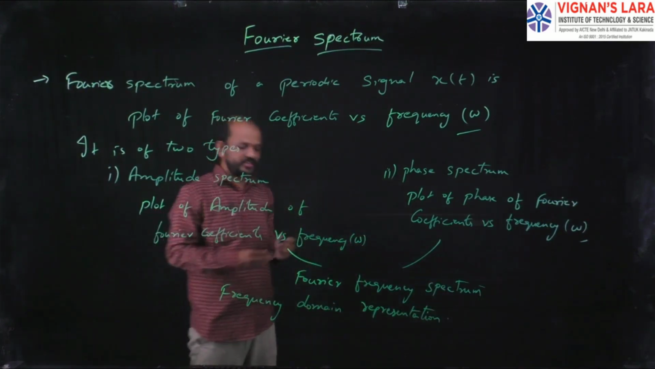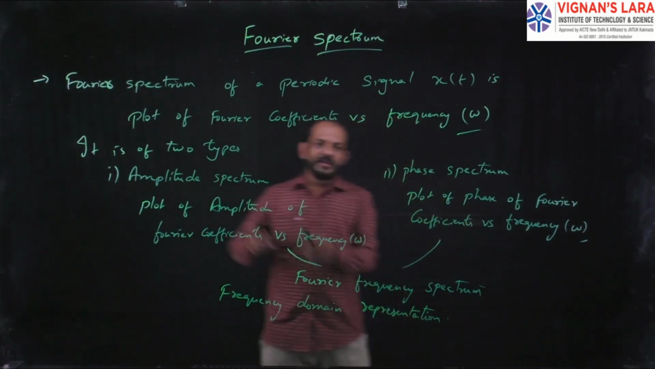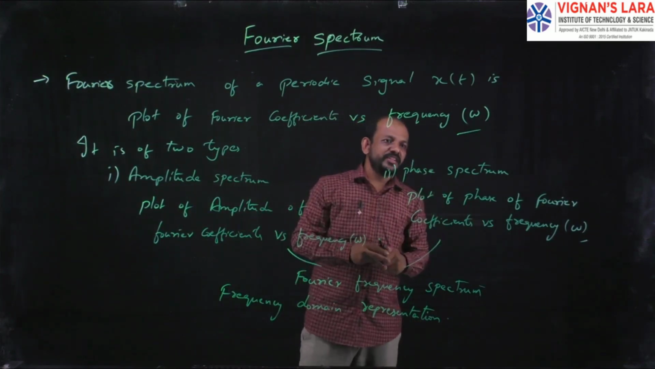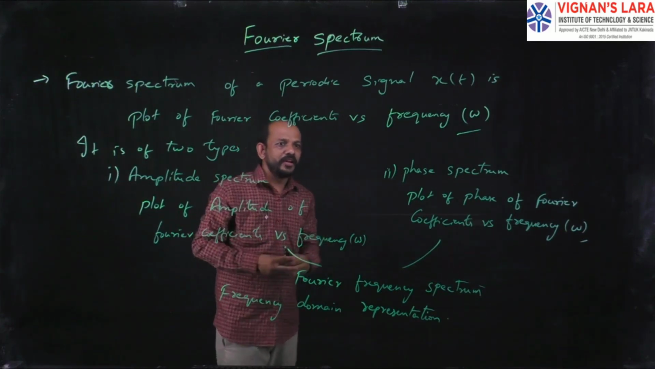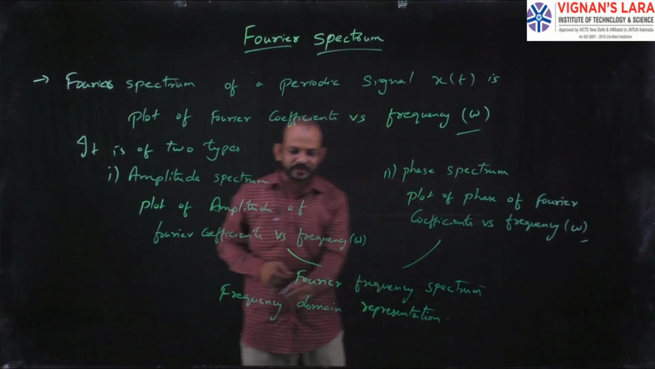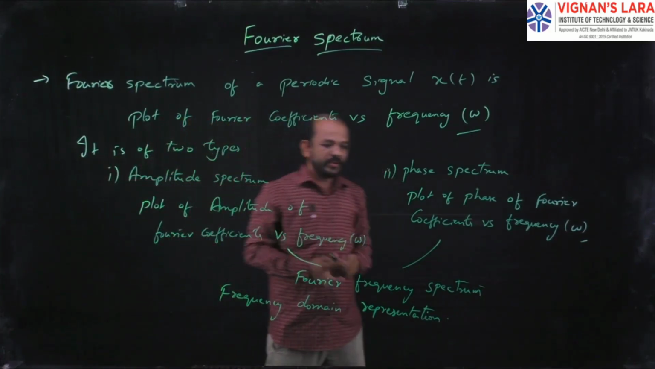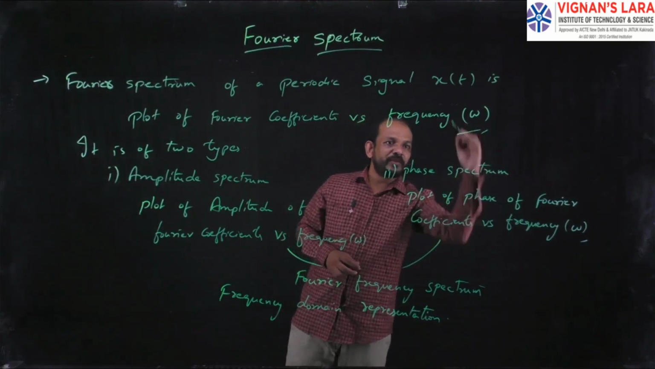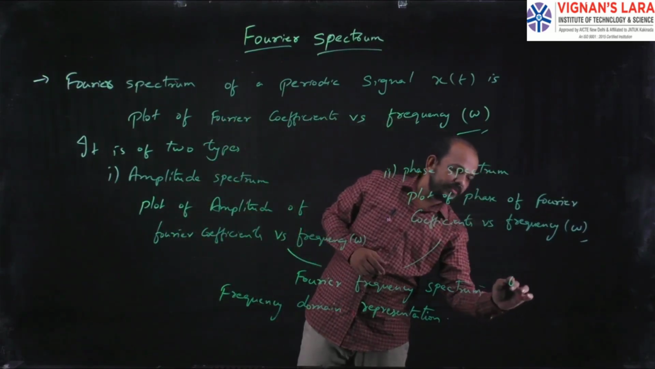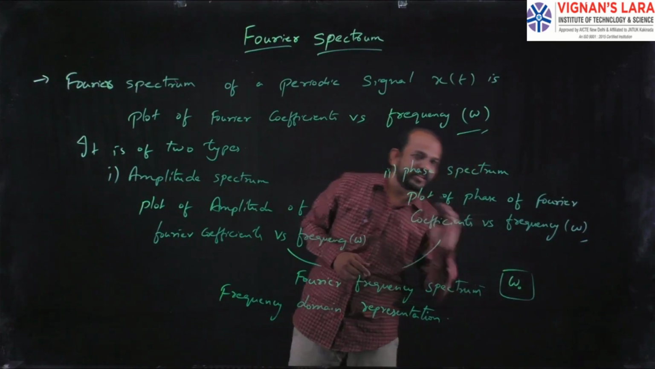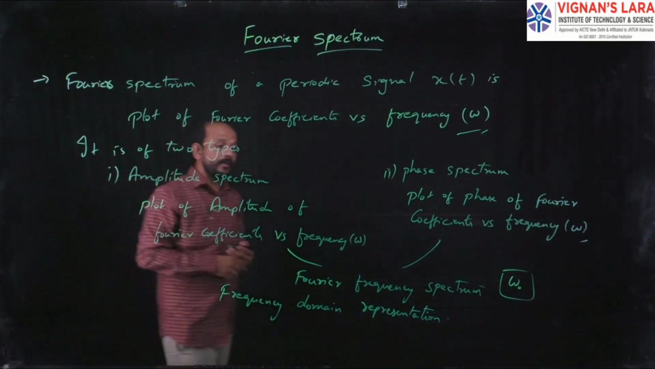It is frequency domain representation because we are drawing the graph with respect to frequency. Here we are plotting the Fourier coefficients with respect to frequency. So at what frequency, what will be the value of the Fourier coefficient? That is what we are drawing. In time domain representation we draw graphs with respect to time, but here we draw the graphs with respect to frequency, that is omega or omega naught. Hence this is nothing but frequency domain representation.